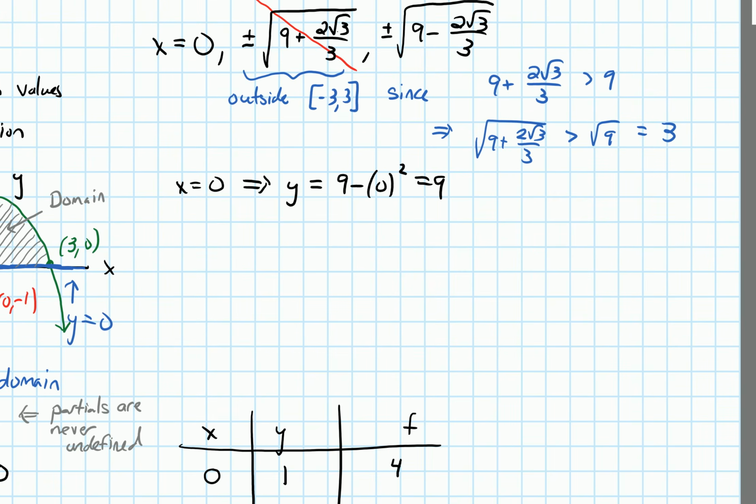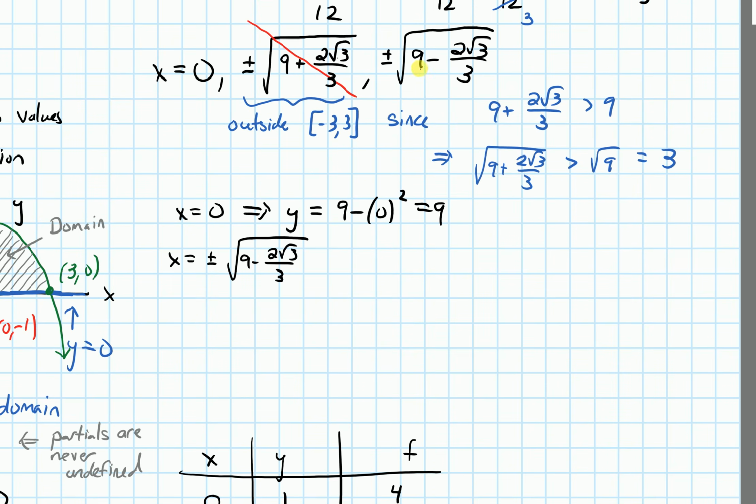Okay, and then we also got to plug in the plus or minus root that did work, 9 minus 2 root 3 over 3. So this one, the 9 minus 2 root 3 over 3 was okay, because if we do 9 minus that fraction, it's going to be less than 9. And the square root of something that's less than 9 is going to be inside of the interval from -3 to +3.